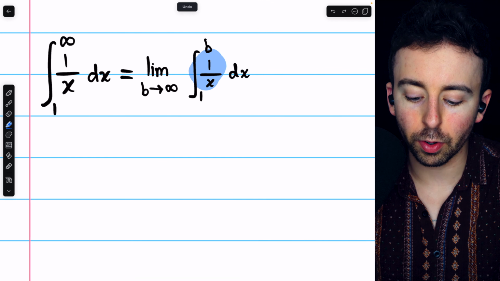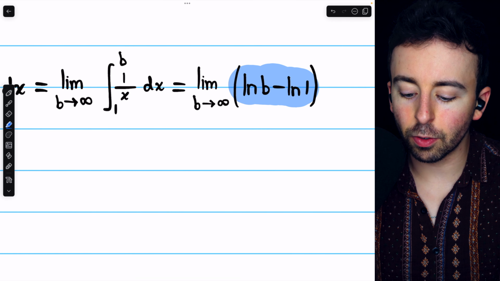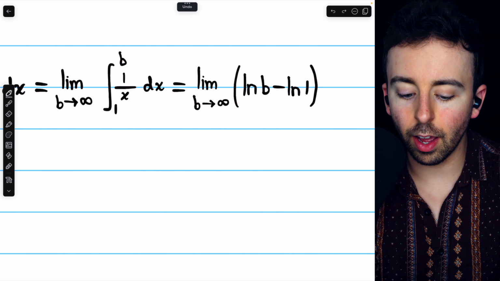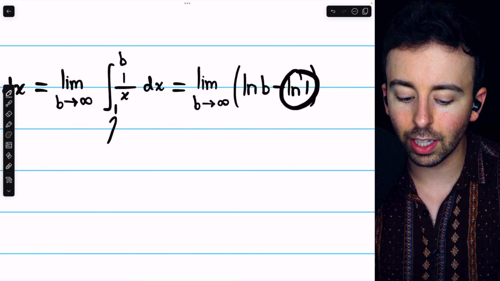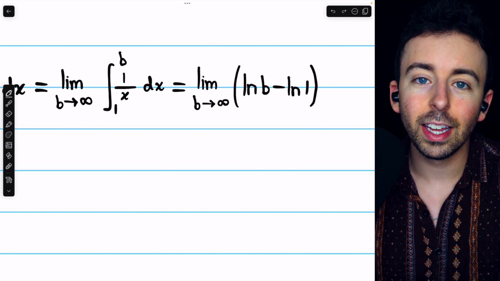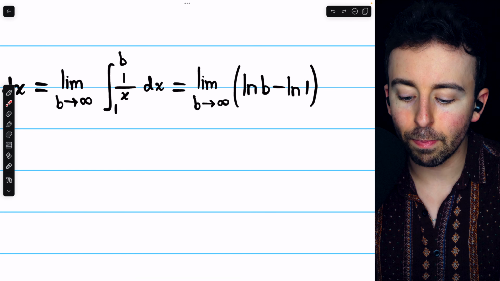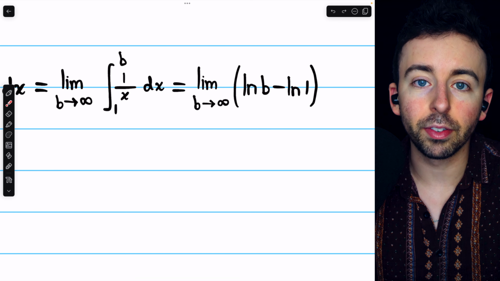The integral of 1 over x, of course, is ln x. So here's that integral. We have the natural log of the upper bound minus the natural log of the lower bound. Notice we're not using absolute value bars here because the inputs of the log function, in this case, are positive. b is positive because it's going to positive infinity, and 1 is positive as well.